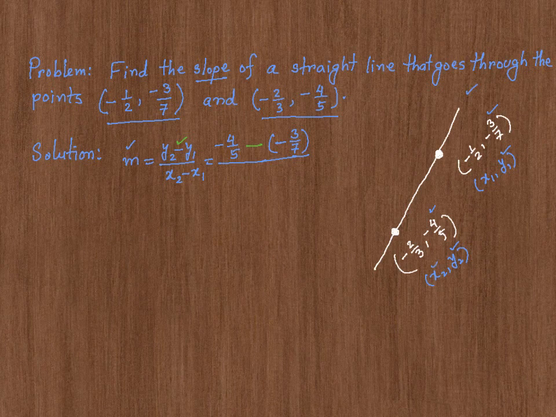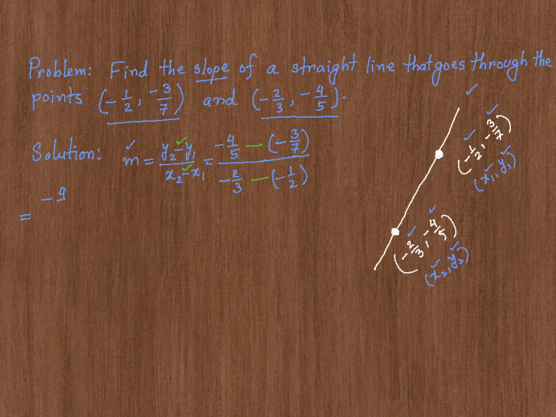Now x2 is this value, which is negative 2/3, so negative 2/3, and this minus is coming from the formula, which is this one, and my x1 is negative 1/2, so I'm going to put it inside the parenthesis, negative 1/2. Now I'm going to simplify it further.